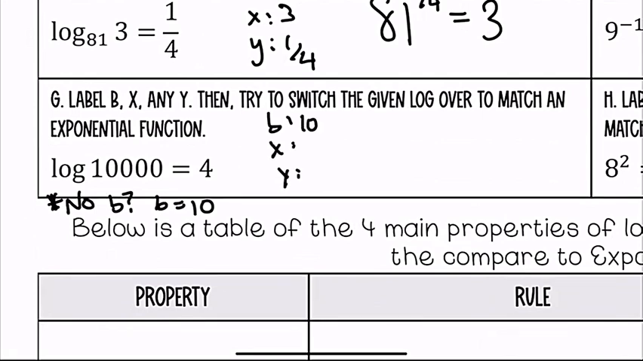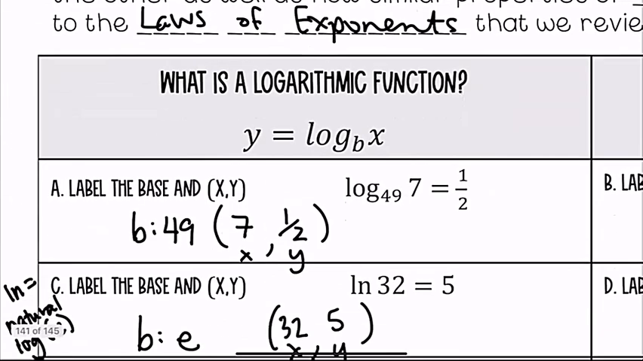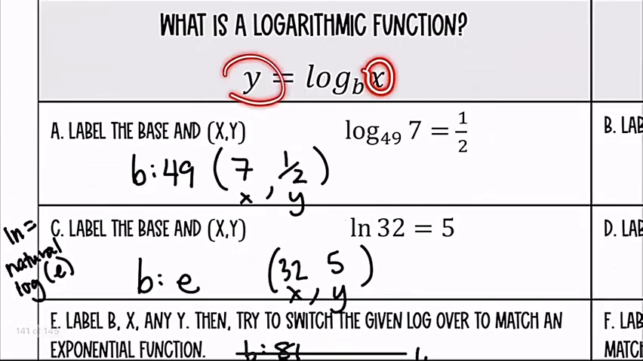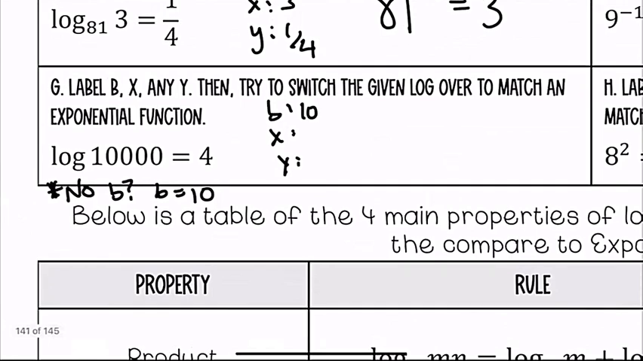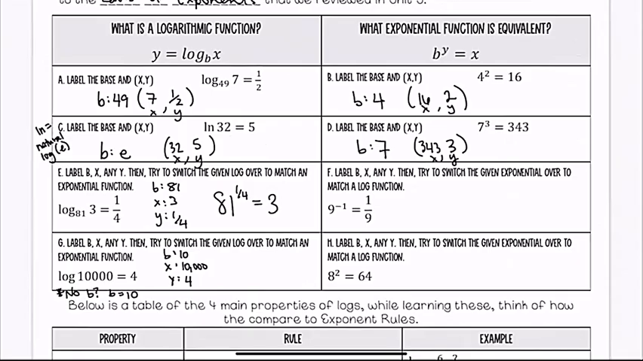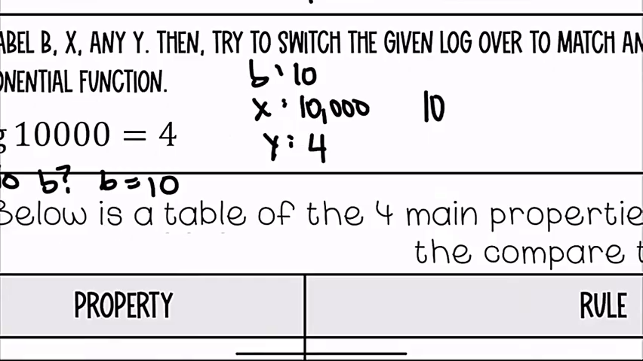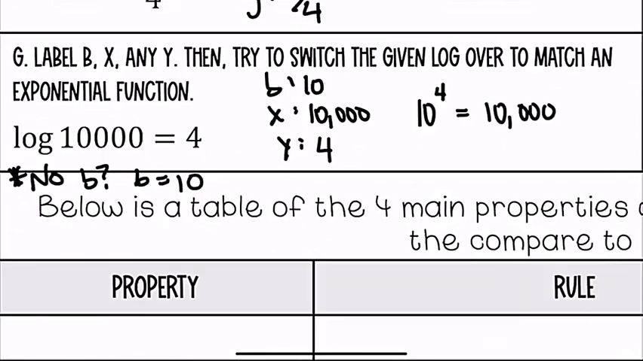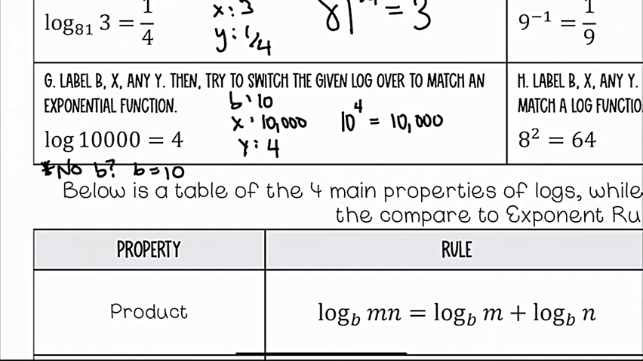So our base is 10. I'm looking back up here. X is the inside, and we're equal to y. So x is the inside, that'd be 10,000, and we're equal to y. And then we'll rewrite it, just like we have it right here. So b to the power of y equals x. And a lot of times there's no other way that would actually make sense, right? If we tried arranging that a different way, it wouldn't make sense because the 10,000 would be in the wrong spot. So you can also think of it like that as well.